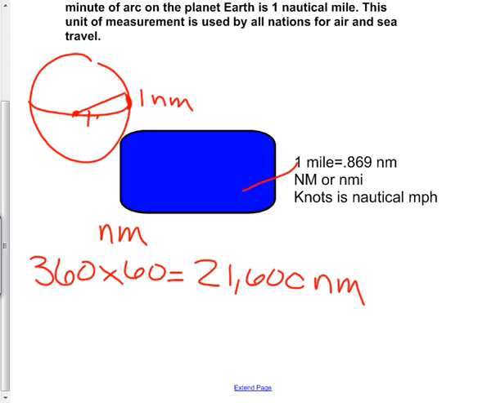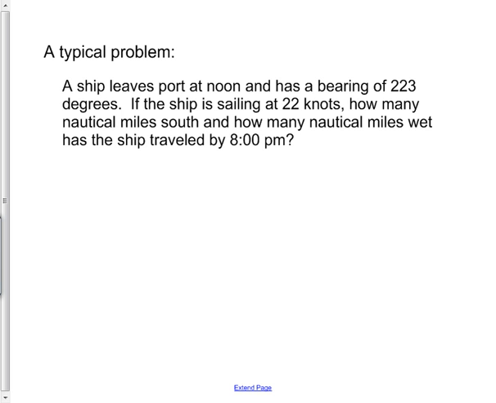So a typical problem looks like this. This is number 4 on your sheet. With all of these problems, it's going to be in relation to north. So we're always going to want to start using that. North. So a ship leaves port at noon and has a bearing of 223 degrees. So, starting at port, he's facing north. We have to go 223 degrees.